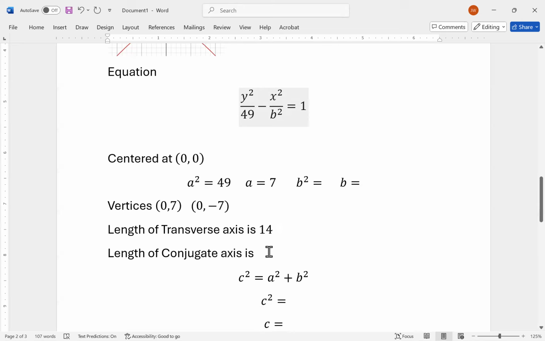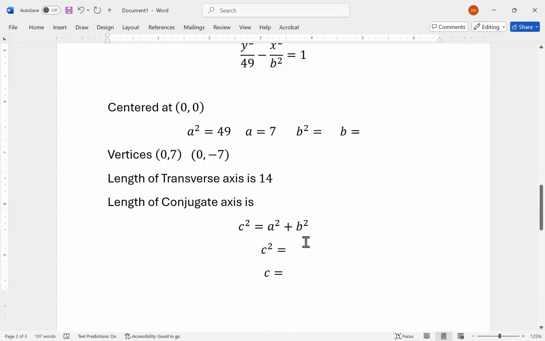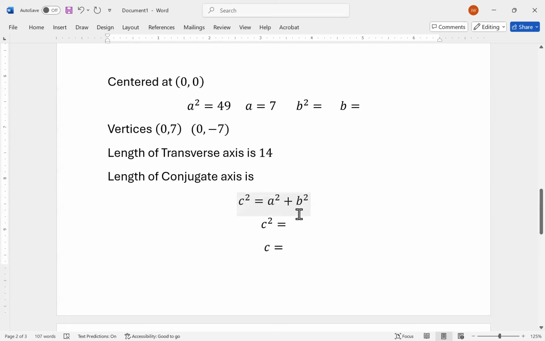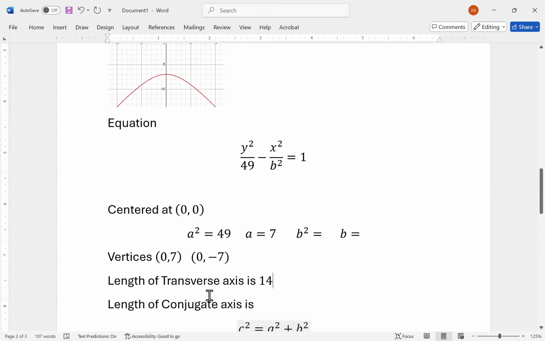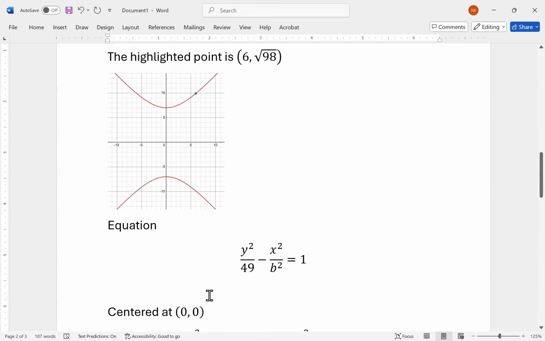I don't yet know the length of the conjugate axis because I don't yet know B. I can't find the C value because I don't yet know B either. And all of these other things require me to have either C or B. So since I don't know B yet, I don't know anything else yet. This is where the highlighted point comes into play.